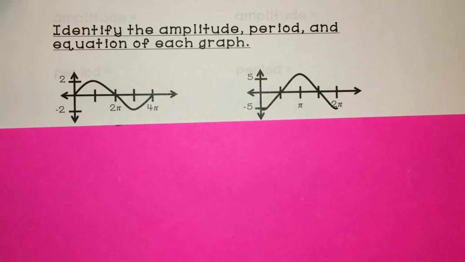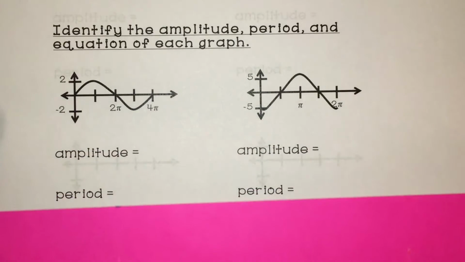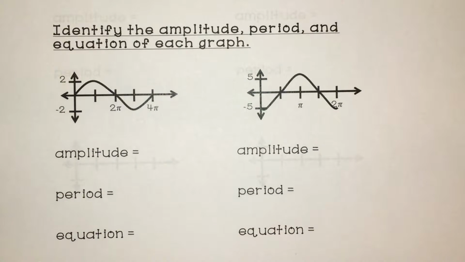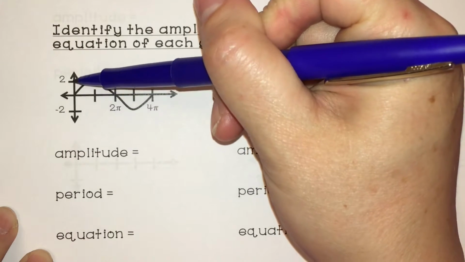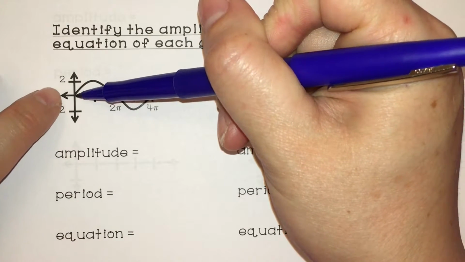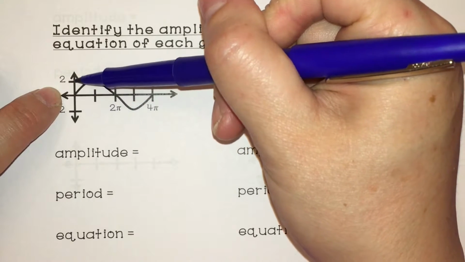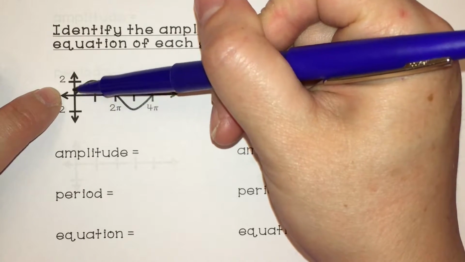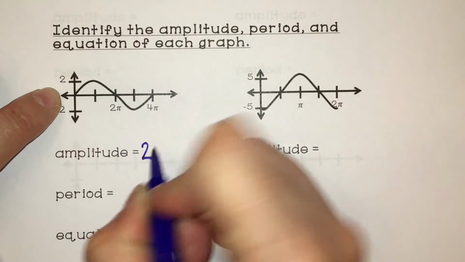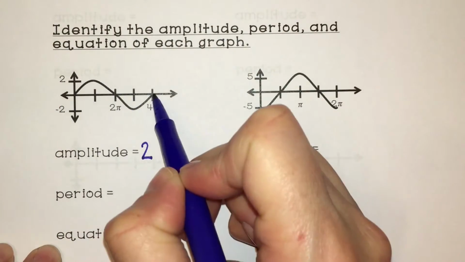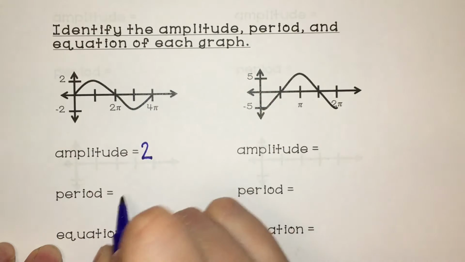Now we're going to identify the amplitude, period, and equation of each graph. So let's do 2 together. For the first one, remember that amplitude is half the distance between the maximum and the minimum, or because it's the same distance from 0 up and 0 down, we know that the amplitude is just 2. The period, the length of one cycle, is 4 pi.